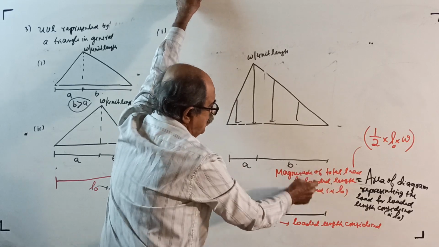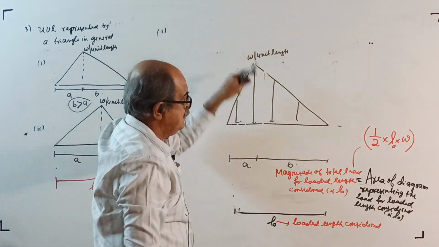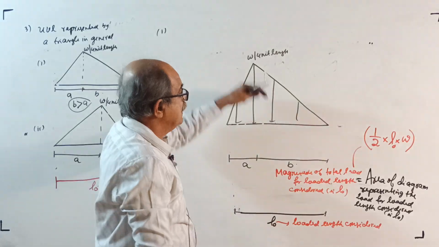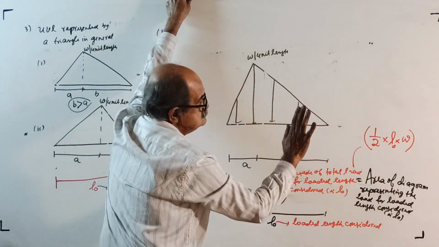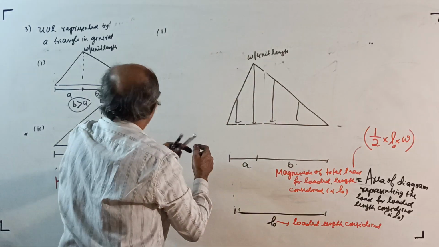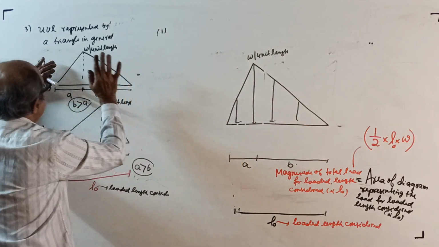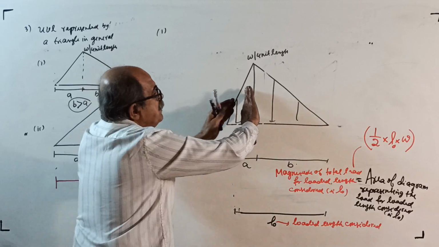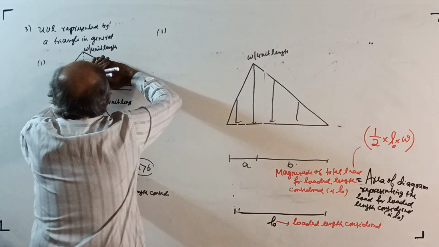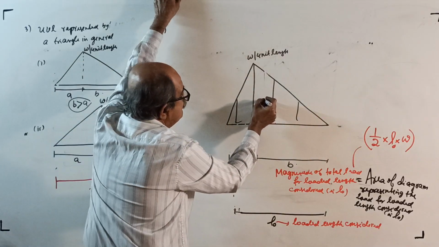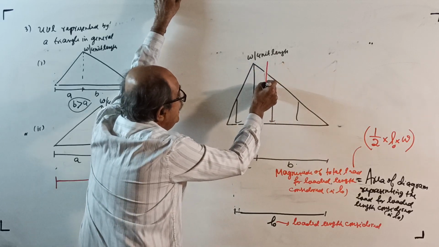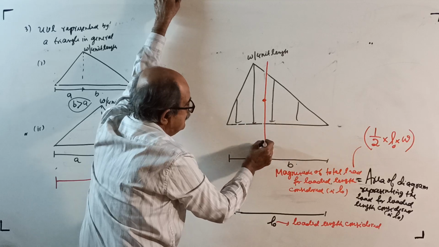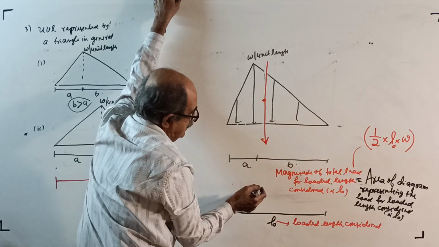Magnitude of total load is equal to, once again, area of the diagram representing the load, equal to half into L0 into W, which remains the same. But the line of action will pass through the centroid. Here, this is bigger, you can see more area, so the centroid will be somewhere here. This all I explained last time. So this is where the resultant load will pass. Now I should write where.